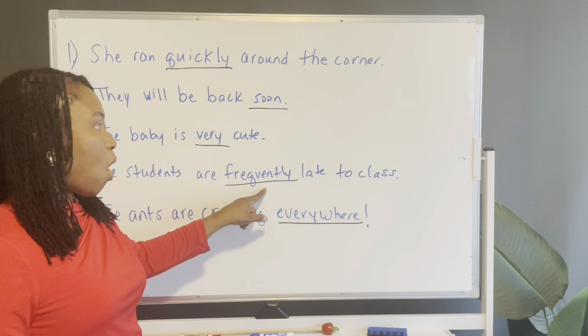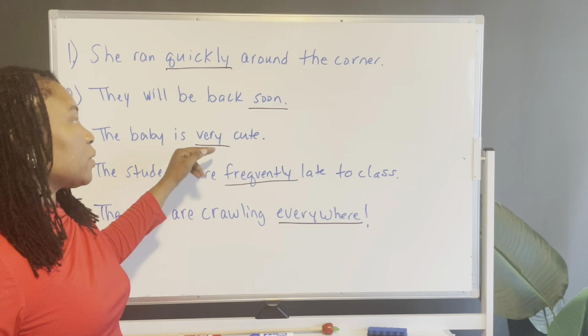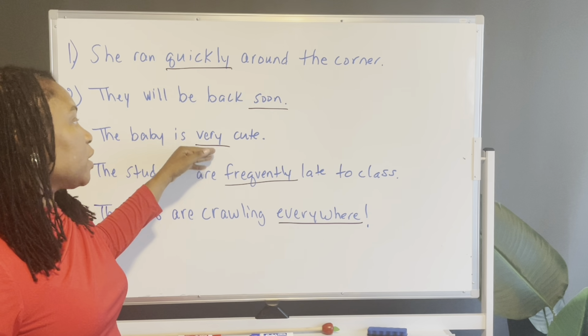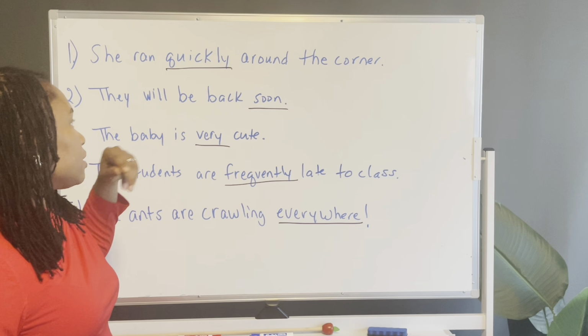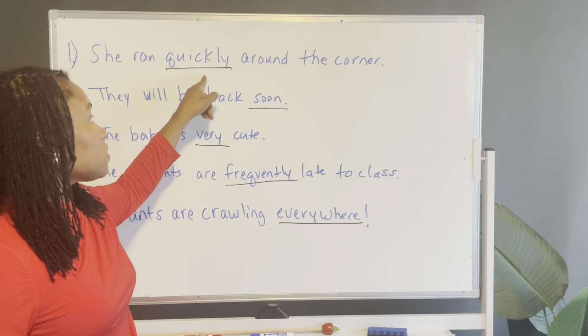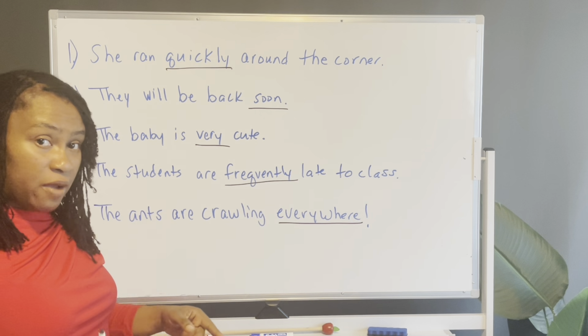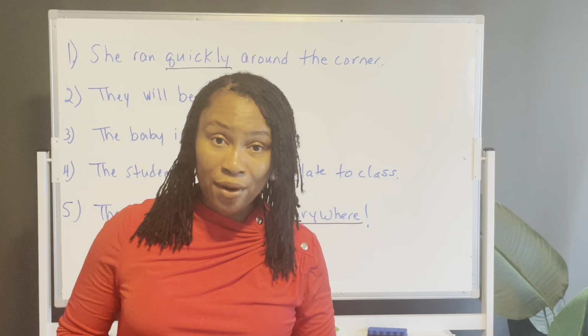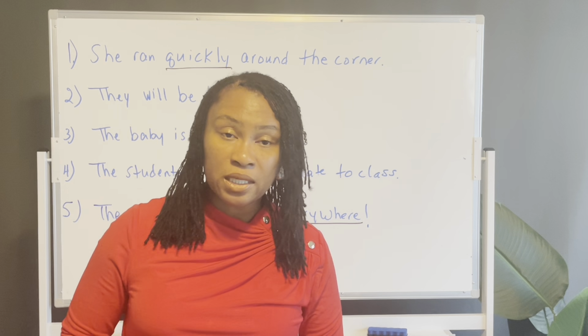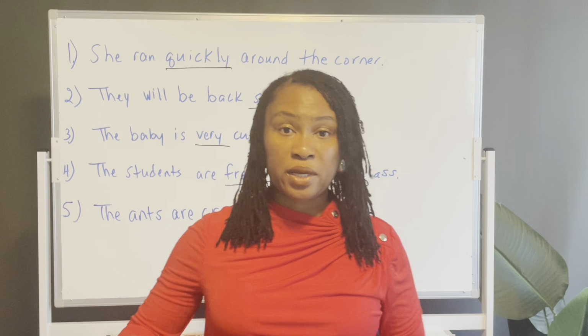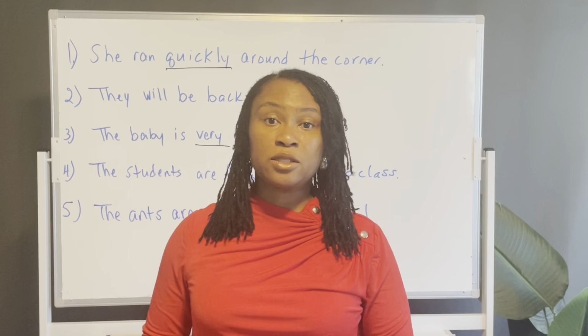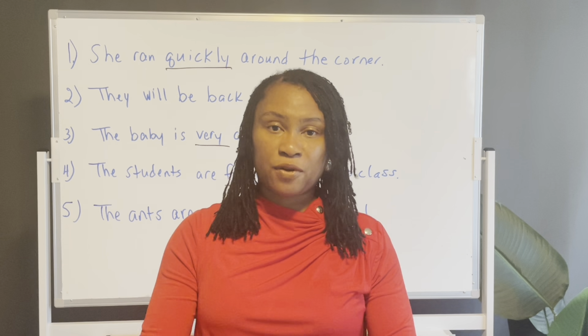Okay, this is telling how often, frequently. This is showing how much or to what degree, very. This is showing when, soon, how something is done, quickly. So they have to answer how, when, where, how much, and how often. Okay, so if you can find the words that answer those questions in sentences, you have found the adverb.